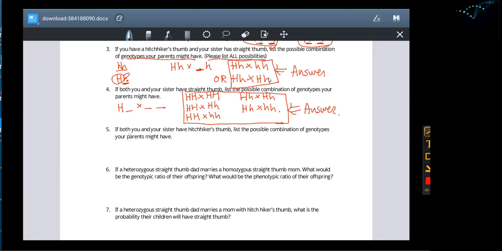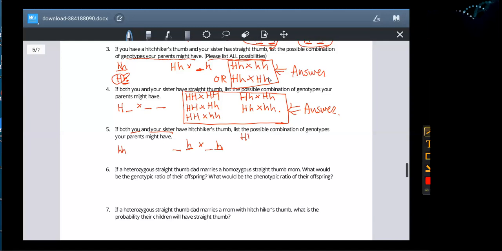Next, if both you and your sister have hitchhiker's thumb, what does that mean? That means you and your sister are both little h. List the possible combination of genotype your parents might have. Again, it did not dictate if the parents need to be straight or hitchhiker. So let's try this. This means dad and mom both need a little h, but it did not dictate the other one. So let's try.